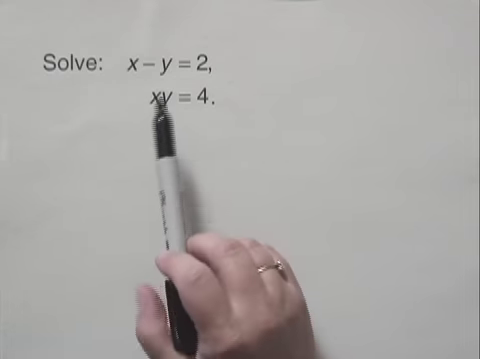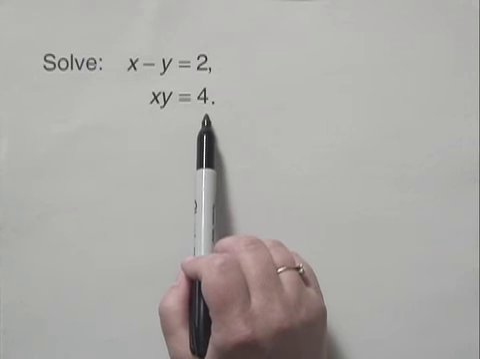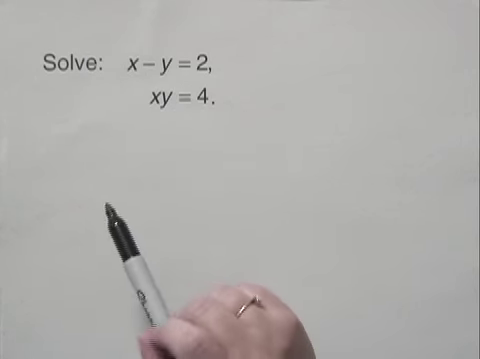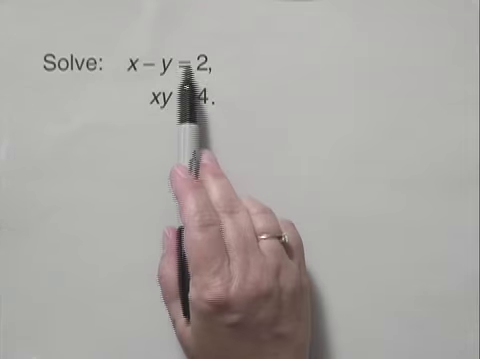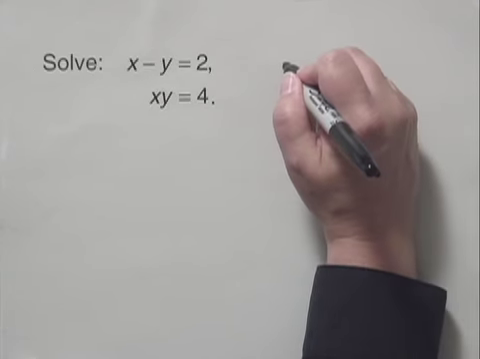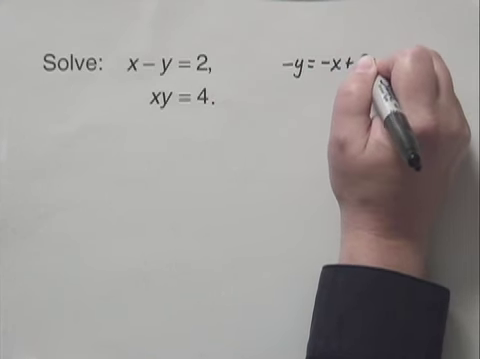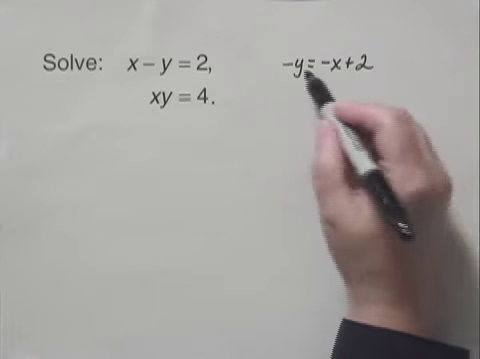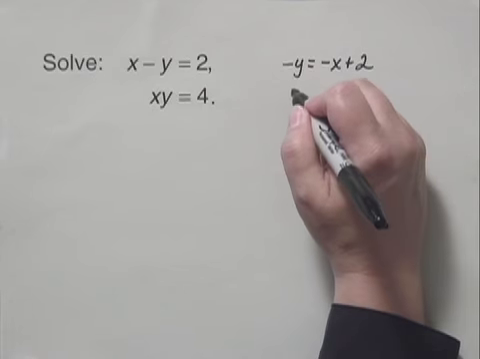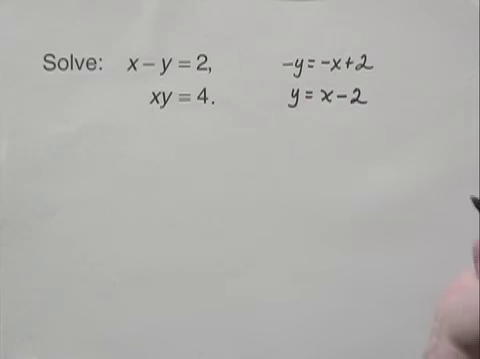Solve this system of equations, x minus y equals 2, x times y equals 4. We're going to solve this using substitution, and we'll begin by solving the first equation for y. Subtracting x from both sides, we have the opposite of y equals the opposite of x plus 2. And multiplying both sides of the equation by -1, we have y equals x minus 2.